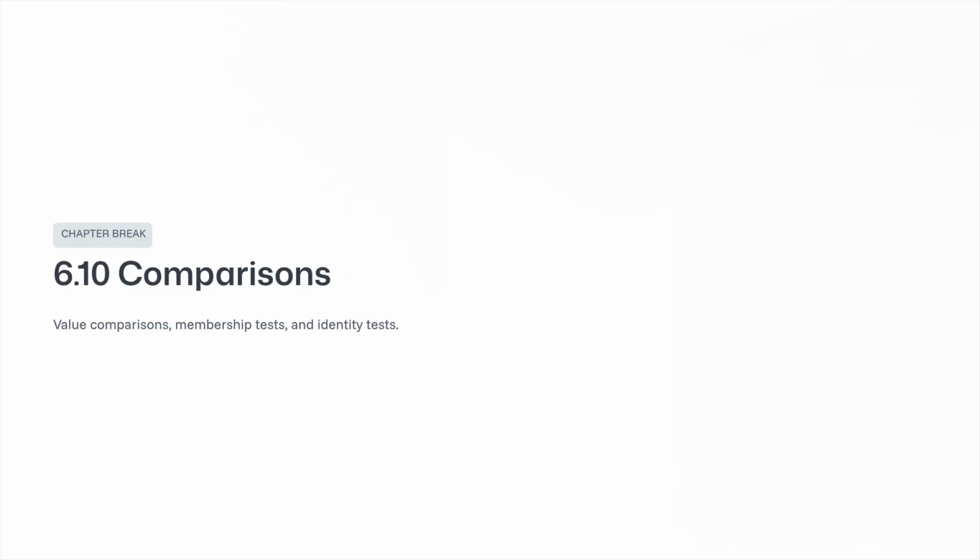Section 6.10. Comparisons. Value comparisons, membership tests, and identity tests. Python's comparison operators are chainable. You can write 1 < x < 10, and it works exactly as you'd expect mathematically. We'll look at how each comparison type works under the hood.